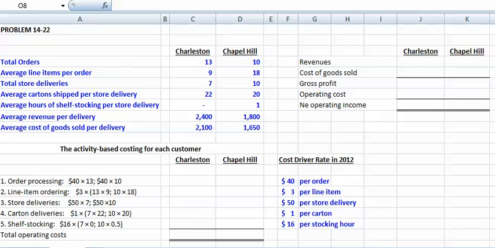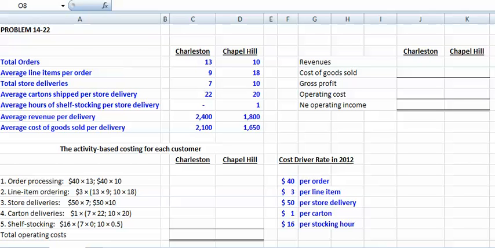In problem 1422, we're asked to evaluate the profitability of deliveries to two customers, the Charleston Pharmacy and the Chapel Hill Pharmacy. We're given information regarding total orders, average items per order, total store deliveries, cartons shipped per store delivery. We're given information regarding shelf stocking at the pharmacies, average revenues per delivery, and average cost of goods sold per delivery. And then we're also given information regarding our cost driver rates in 2012.